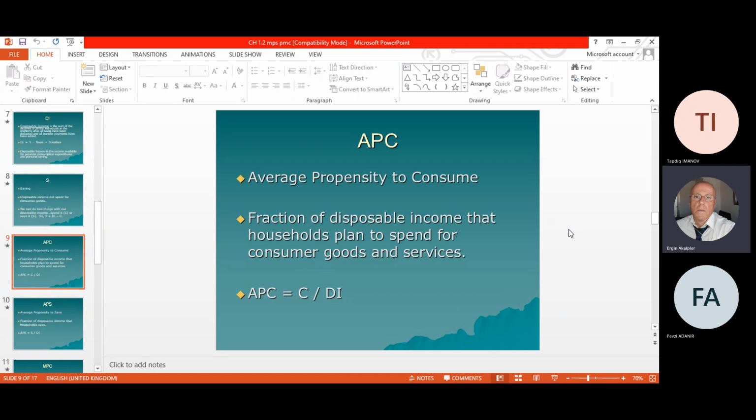The average propensity to consume, as given in the equation, is the consumption divided by the disposable income. The fraction of disposable income that households plan to spend on consumer goods and services is the average propensity to consume, and it is the amount of consumption divided by the disposable income. This will then give you this equation.